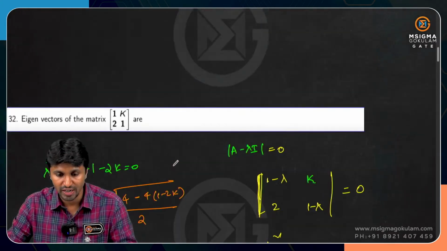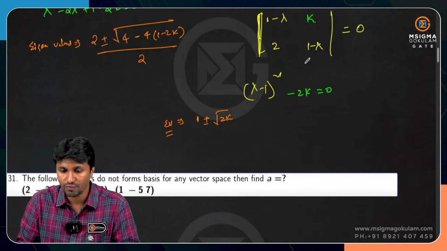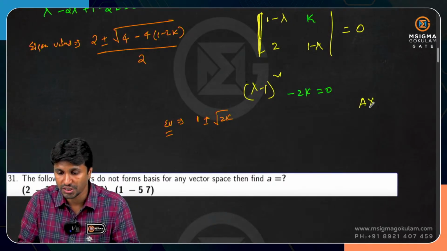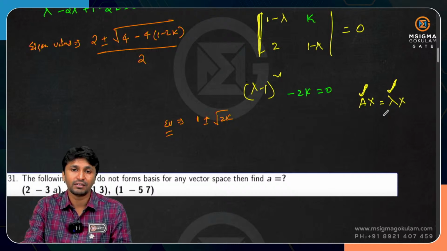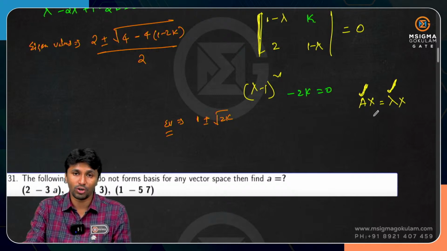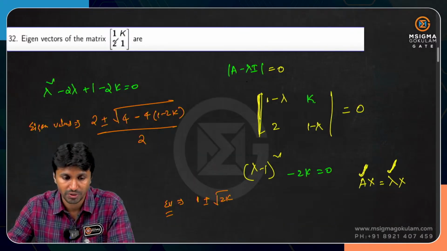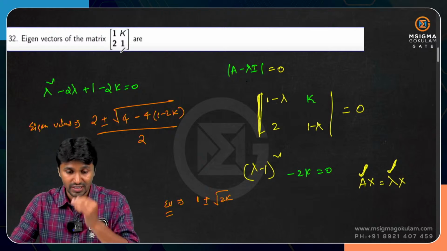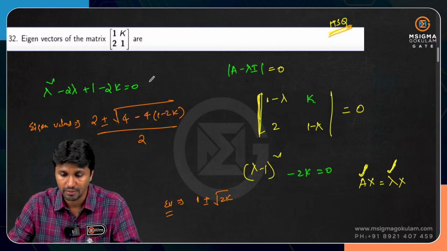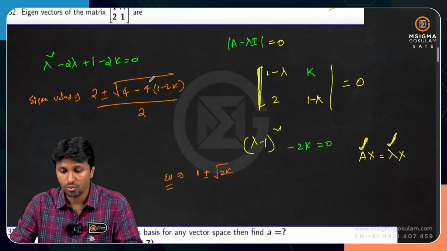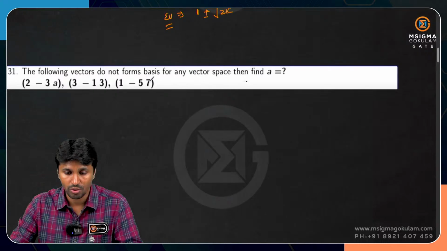You are asked to calculate the eigenvectors. How do you calculate eigenvectors? The condition is Ax is equal to lambda x. Lambda you got, A is already known to you, so use this equation and select the correct options. Options are not given to you. This is also a multiple select question, so options are not available to us at the moment. Once we get the original question paper, we'll solve this one.